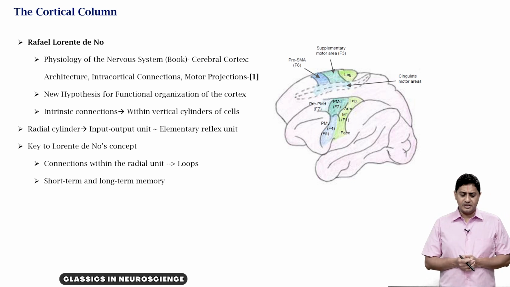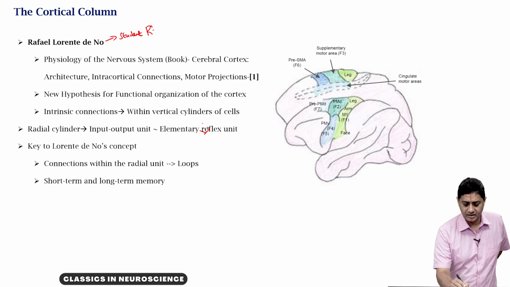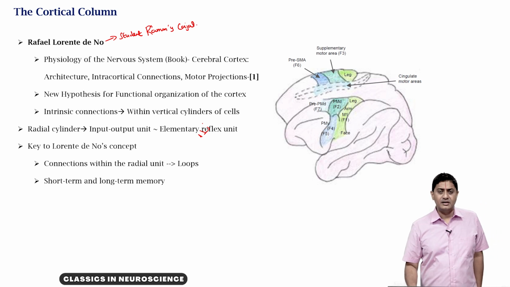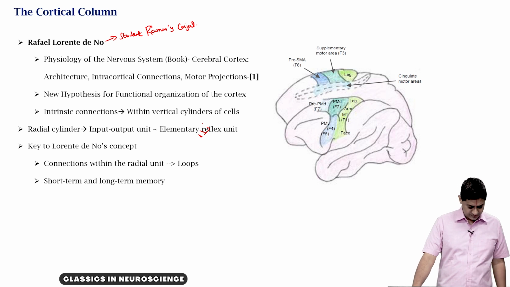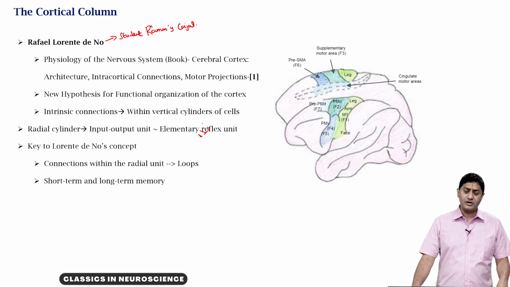Rafael Lorente de Nó was a former student of none other than Santiago Ramón y Cajal. And in 1938, he was invited by Fulton to author an article about the organization of the cortex in the neurophysiology book, Physiology of the Nervous System, by Fulton. Lorente de Nó was invited to contribute a chapter.